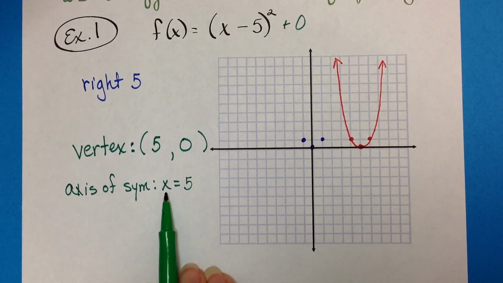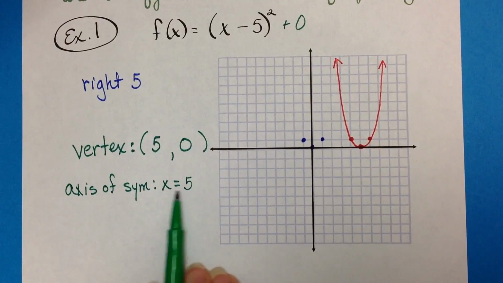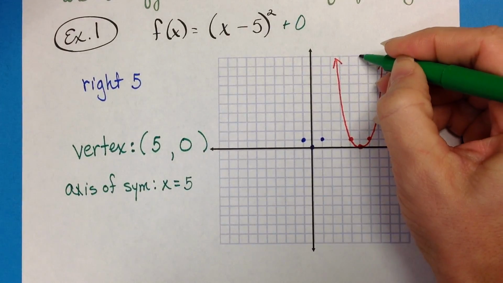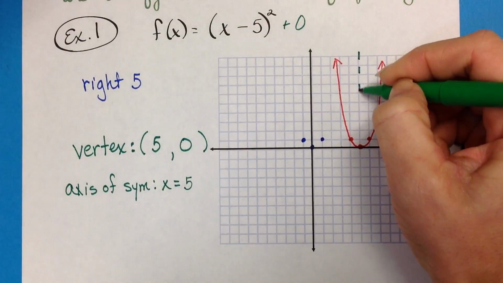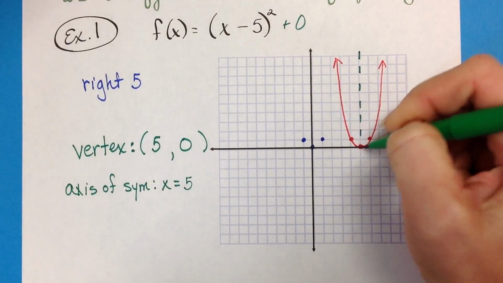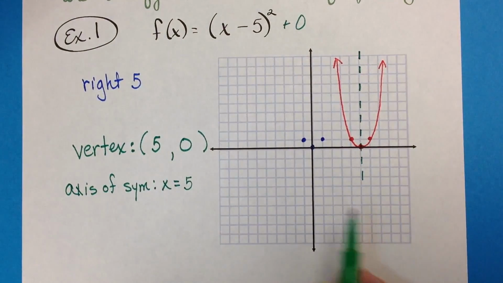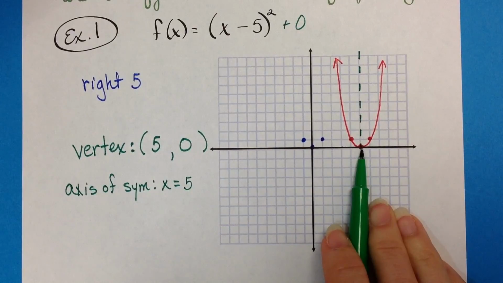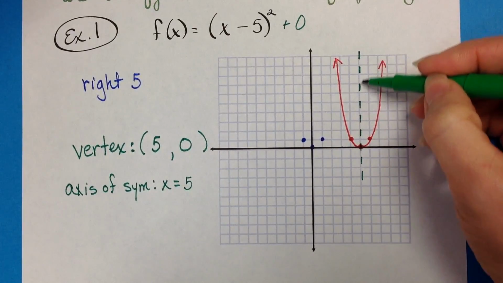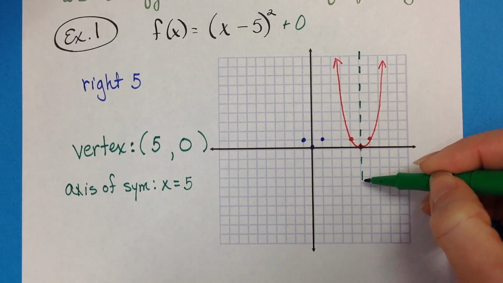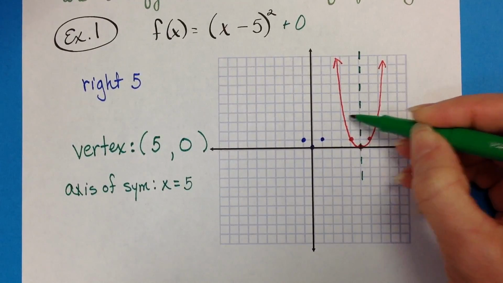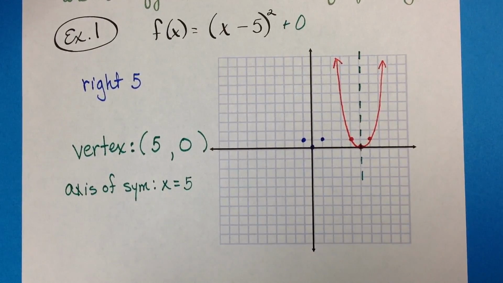So if I were to dot in this vertical line, and you don't have to do this to be able to graph it, I'm actually done graphing it, I'm just showing it to you. But see, you would go on your x-axis to positive 5, and that would be that vertical line that goes through the vertex, and it cuts the parabola in half. Again, the left side and the right side are mirror images of each other. Okay, next one.